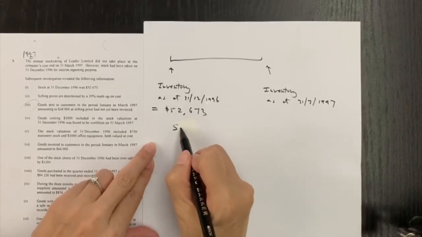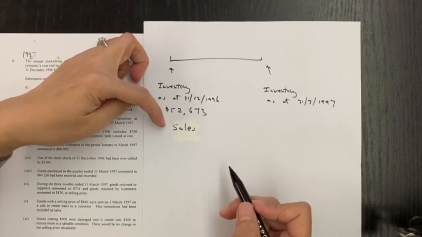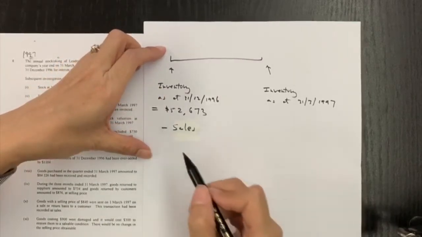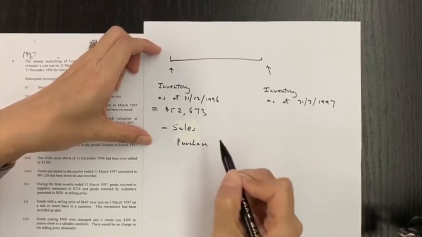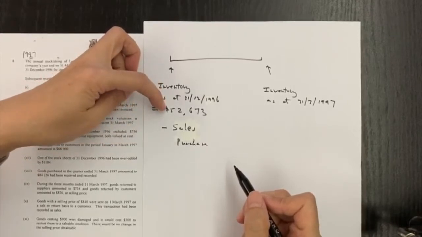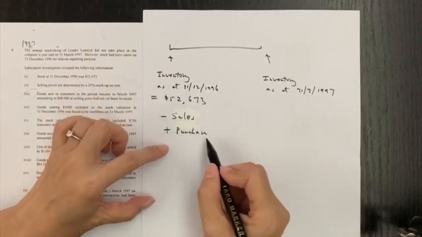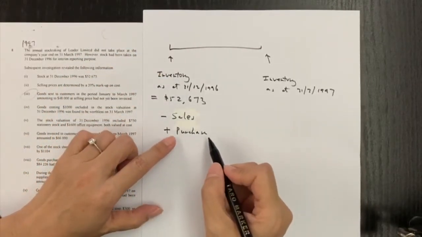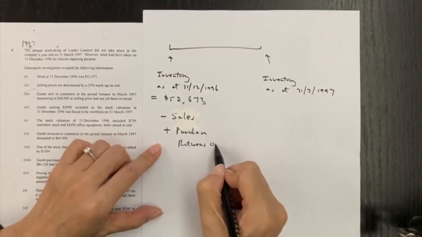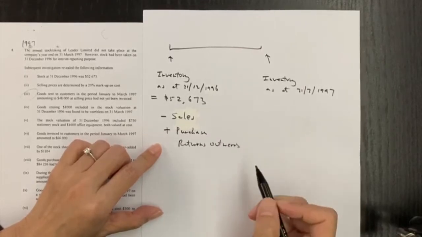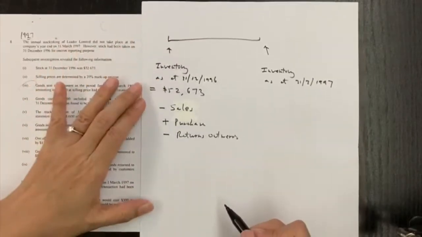We may have sales of inventory, so we have less inventory and we minus sales. Then we may have purchases from the supplier, after which we have more inventory. After purchases, we may not be satisfied with the goods purchased, so we may have returns outwards to the supplier, and then we have less inventory, so I minus here.